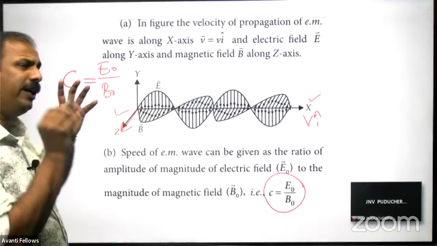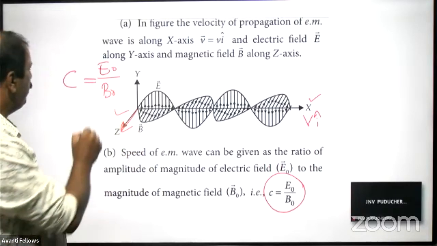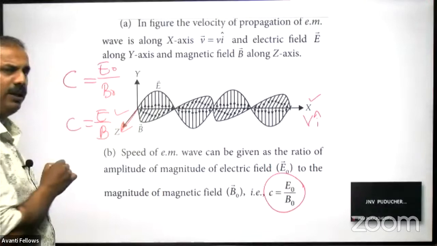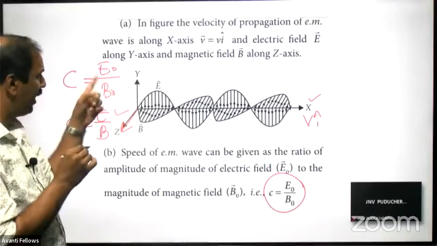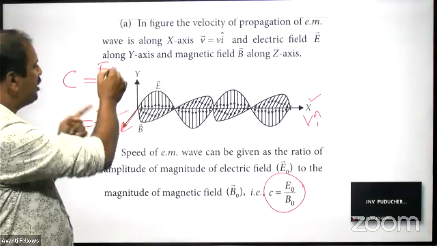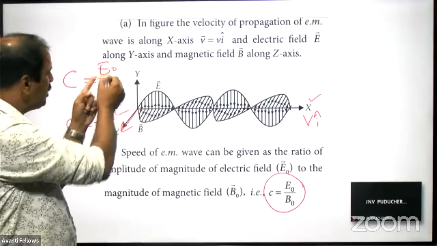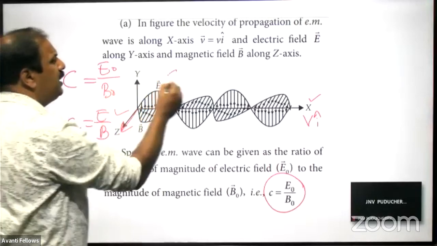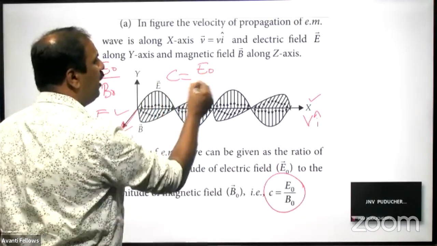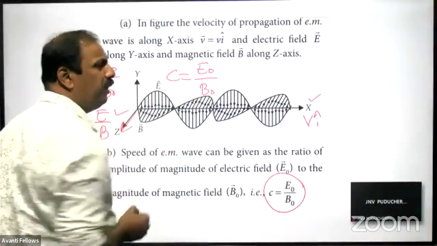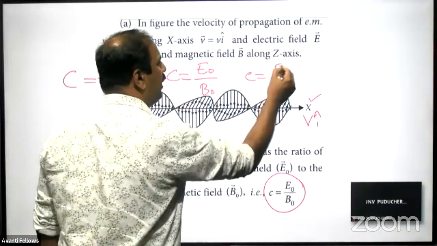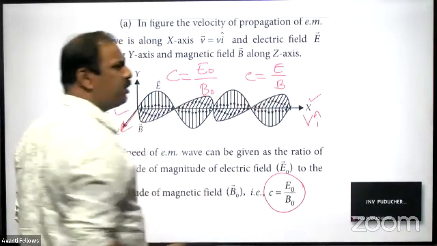One more thing, if you take a particular instant and write C is equal to E by B, then also it is not wrong, because they are in phase. When this is maximum, this will be maximum. When this reduces, in the same ratio, this will reduce. So the speed of the wave C is equal to the maximum value of electric field divided by the maximum value of magnetic field, or simply at an instant, C is equal to E by B. That is also correct. It's not wrong.